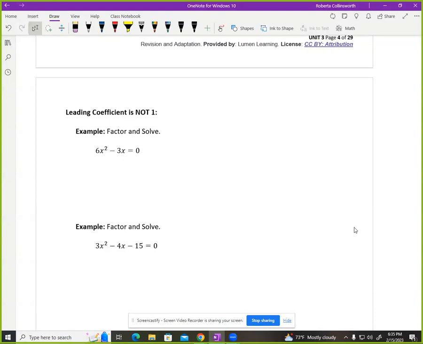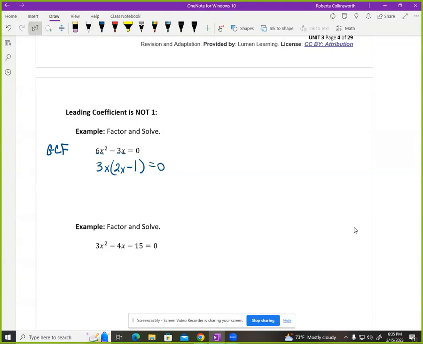So I'm going to look at it like a fifth grade math problem, and I'm going to find the greatest common factor. So the greatest common factor of 6 and 3 is 3, and the greatest common factor of x and x squared is x. So now I'm going to say 3x times what equals 6x squared? 2x minus 3x times 1.